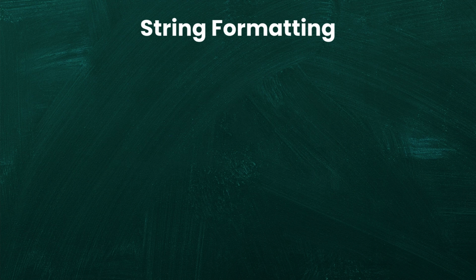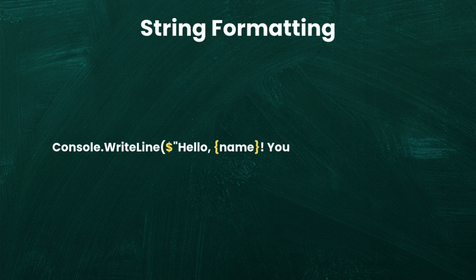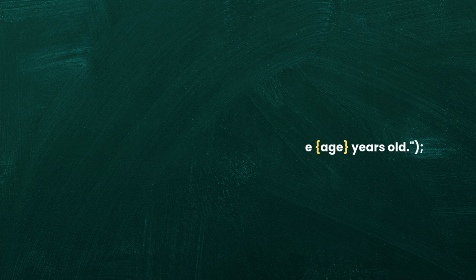We saw strings earlier, and it's important to mention that we can format them to present information to users in a clear and readable manner. One example of string formatting in C# is using the $ sign, which allows you to embed variables directly into strings.